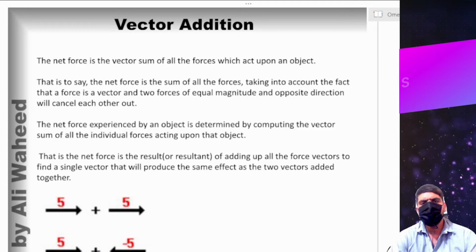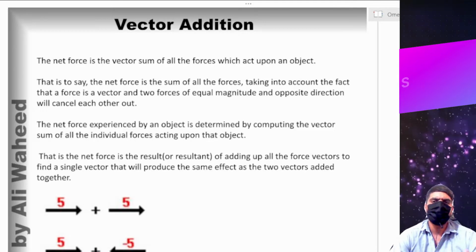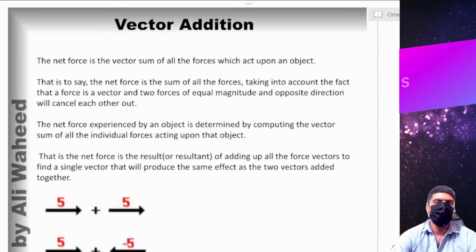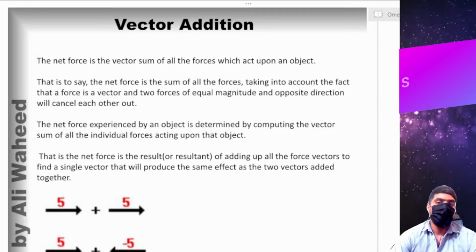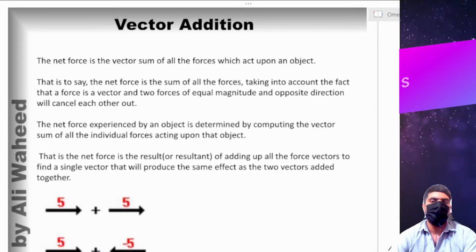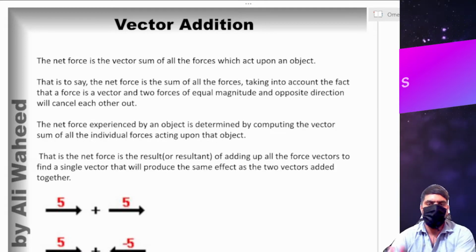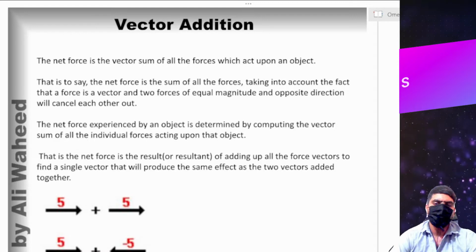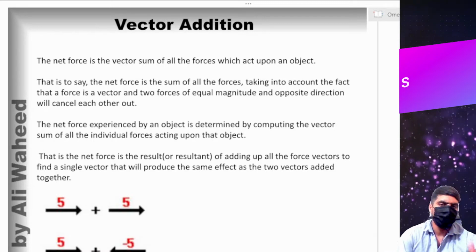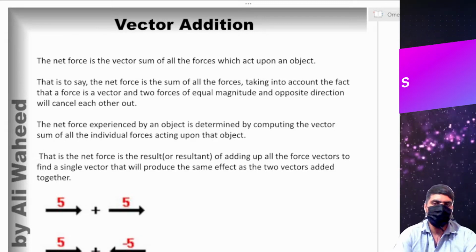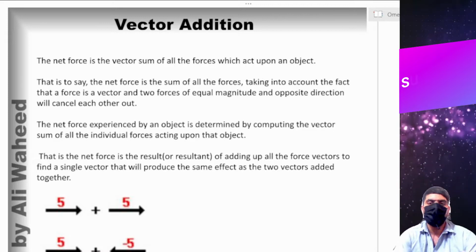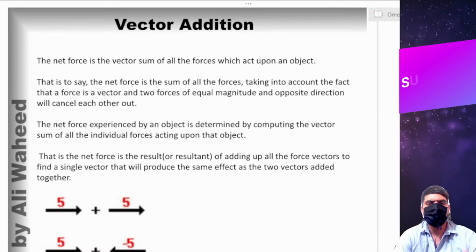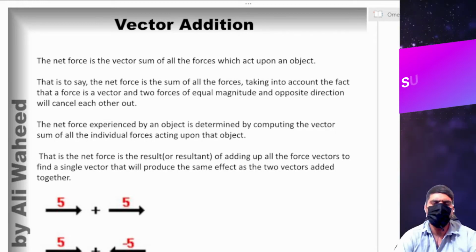This is the second part of the topic scalars and vectors. In this second part, I'm going to show you how to add vector quantities, or how to add vectors, if they are parallel to each other or perpendicular to each other. According to the new syllabus for O-level physics, these are the only two cases for which you need to learn to add vectors. The first case is when the vectors are parallel to each other, moving in a straight line.